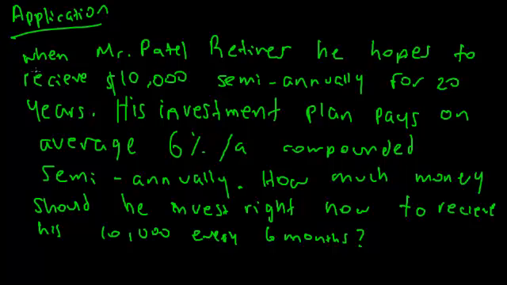Alright, so let's take a look at this question. When Mr. Patel retires, he hopes to receive $10,000 semi-annually for 20 years. His investment plan pays on average 6% compounded semi-annually. How much money should he invest right now to make sure he receives his $10,000 every 6 months?